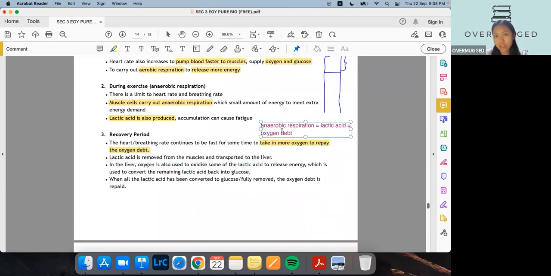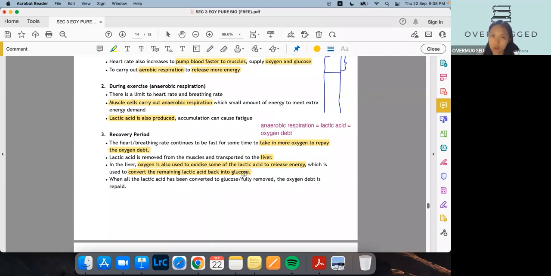So remember this thing I tell you, oxygen debt equals lactic acid. So how to repay oxygen debt? You need to remove all the lactic acid. And there are two ways to remove lactic acid. Firstly, lactic acid is removed from the muscle and transported to the liver. And then in the liver, oxygen is used to oxidize the lactic acid to release energy. So some of the lactic acid is being oxidized to release energy. And then what is the energy used for? To ultimately convert the remaining lactic acid back into glucose. So once all the lactic acid is removed, either oxidized to release energy or converted back to glucose, then the oxygen debt is repaid.